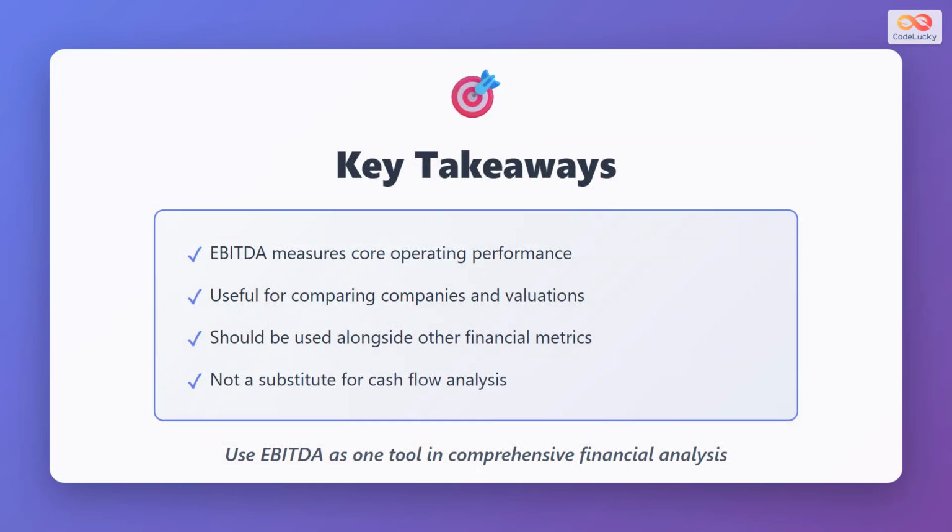Let's review the key takeaways. EBITDA measures core operating performance by removing non-operating items like interest, taxes, and non-cash charges. It's useful for comparing companies across different industries and capital structures, and it plays a major role in business valuations. However, EBITDA should always be used alongside other financial metrics, particularly cash flow analysis. It's not a substitute for understanding the complete financial picture. EBITDA is a powerful tool, but like any tool, it must be used appropriately and with awareness of its limitations. Use EBITDA as one component of comprehensive financial analysis to make informed business decisions.